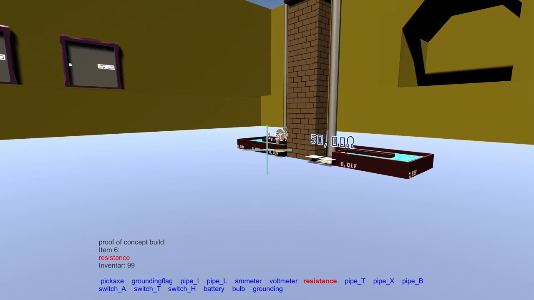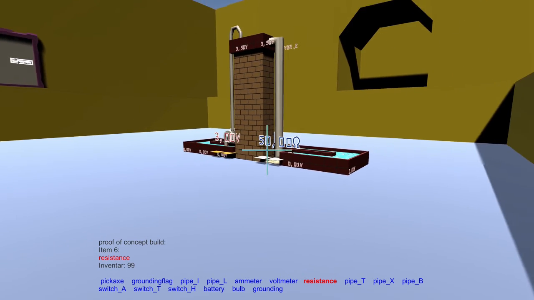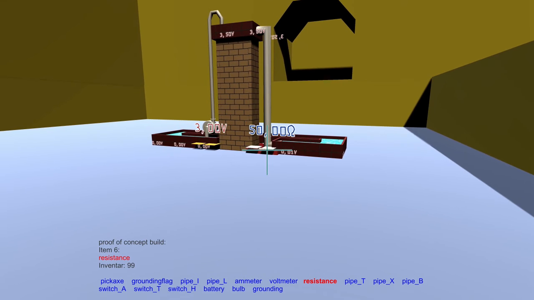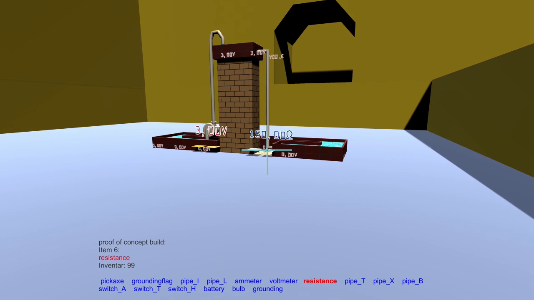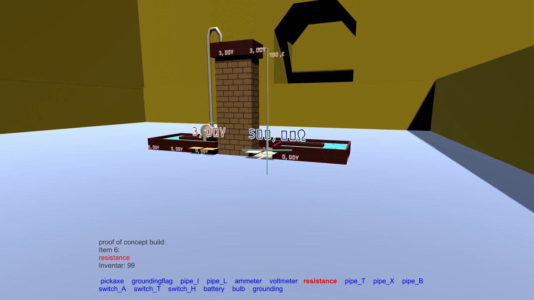The height of this pipe is not influenced directly by the value of the resistance. The height of the pipe is influenced by the results of the algorithm calculating all values for each part of this circuit.